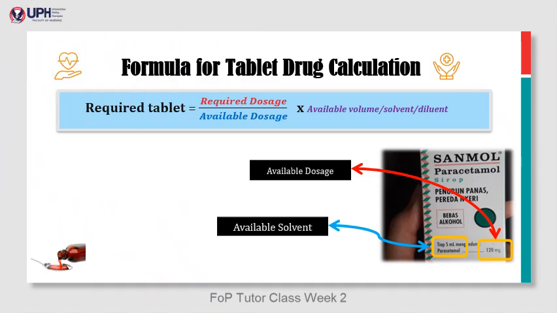Another example is if we are going to use a syrup with a tablet, then what you need is the required dosage divided by the available dosage, and then multiplied by the available volume, the solvent or diluent. So as you can see here, this is the available dosage, 120 milligram, and this is the solvent or the syrup, 5 milliliter.